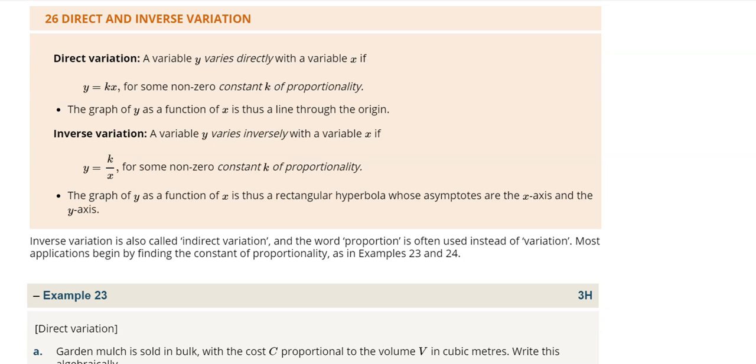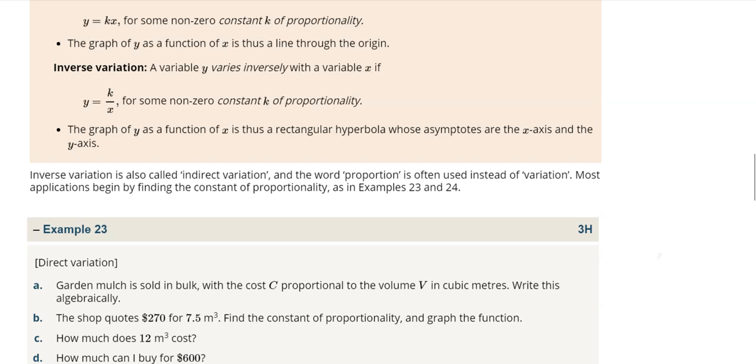Okay. Inverse variation is the opposite. So it's going to be y equals k on x, whatever k may be, 1, 2, 3, any number really. It just can't be 0, obviously. If it's 0, the whole thing goes to 0. There's no proportionality at all, in the sense that if k is equal to 0, then as y increases, x doesn't change, it doesn't go up or down. So the graph of y as a function of x is thus a rectangular hyperbola whose asymptotes are the x-axis and the y-axis. That's what we just had a look at before.